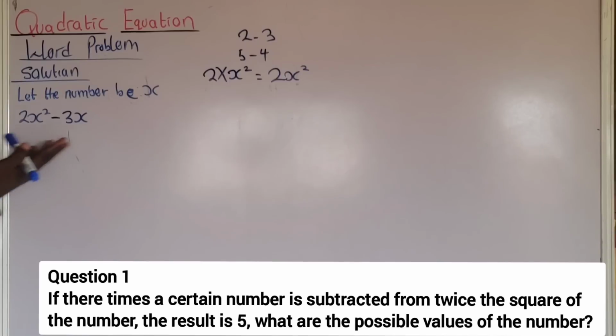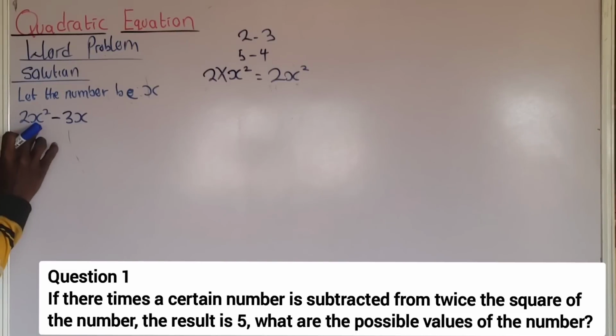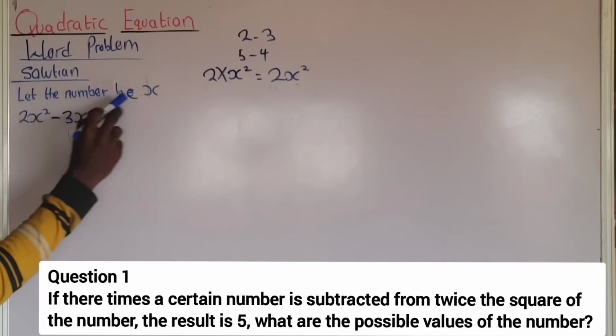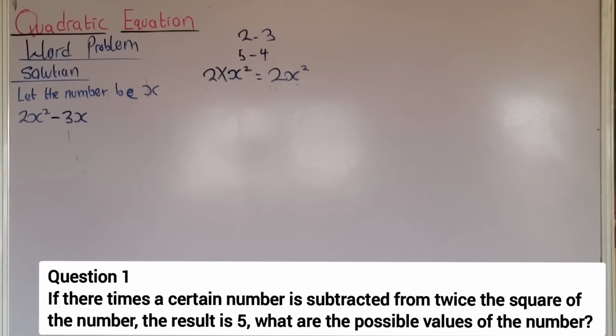So here I've already interpreted that statement. 3 times a certain number is subtracted from twice the square of the number. That is, twice the square of the number is 2x squared, minus 3 times a certain number, since I've said let the number be x. Now let's proceed. The result is 5. So that means 2x squared minus 3x equals 5. That is, when I subtract 3 times a certain number from twice the square of that number, I get 5. So this is the interpretation. Now we are asked to find the number.